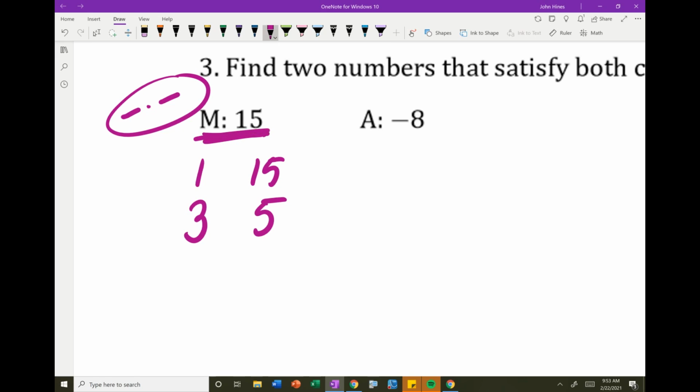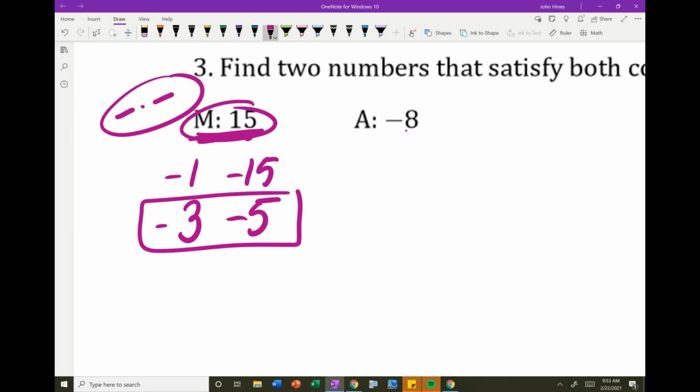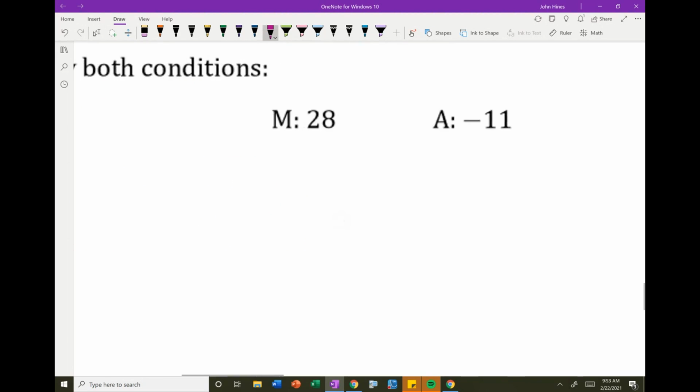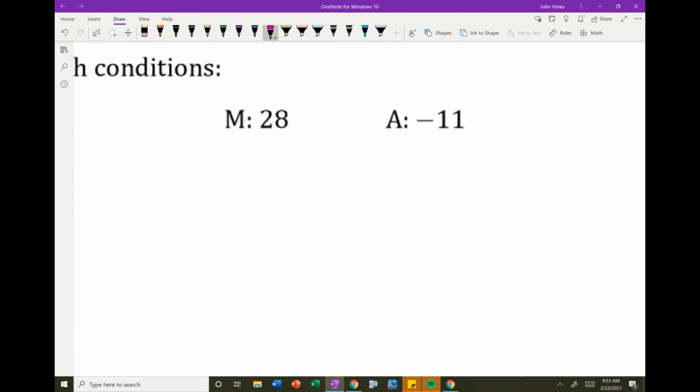When you multiply to a positive, they have the same sign. In this case, everybody's negative. Negative 3 and negative 5 get me to negative 8. So again, when you multiply to a positive, both of them can be negative. So who multiplies to 28? 1 and 28. 2 and 14, 3 no, 4 and 7.